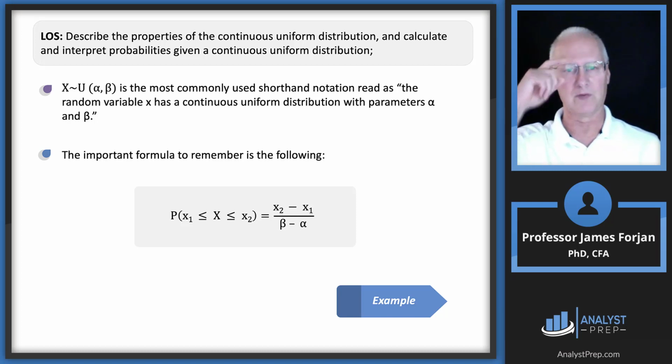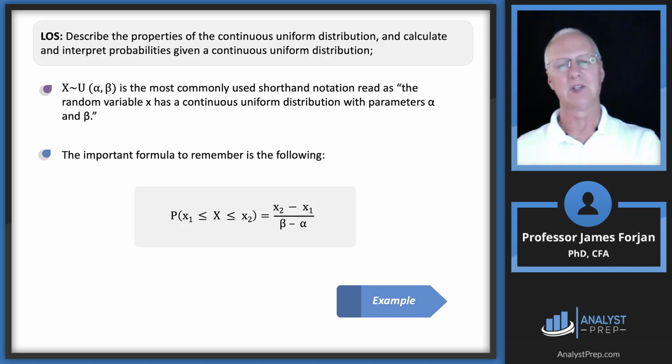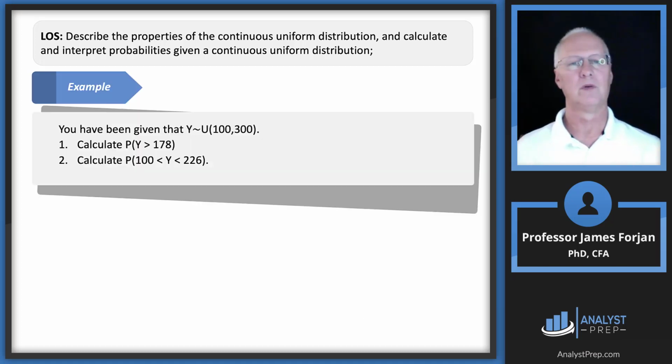And so what's really important is for us to be able to ask the question, and what did I say earlier? What happens if a continuous random variable, what's the probability of it falling between two numbers? So look at that boxed equation there. We have an x1 and an x2. We want to know what is that probability in the middle? And that's a super simple formula to remember. So here's a good example. We have a uniform distribution that falls between 100 and 300. So let's calculate two probabilities. Let's calculate the probability that y, that uniformly distributed continuous variable, is greater than 178. And the second part is between 100 and 226.